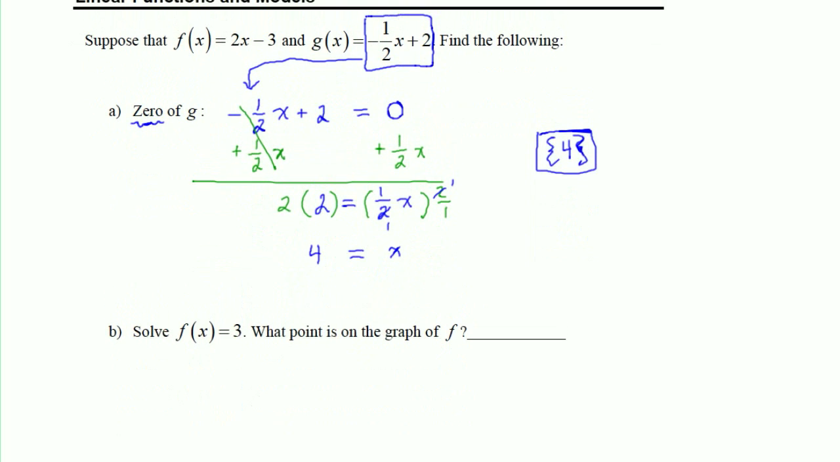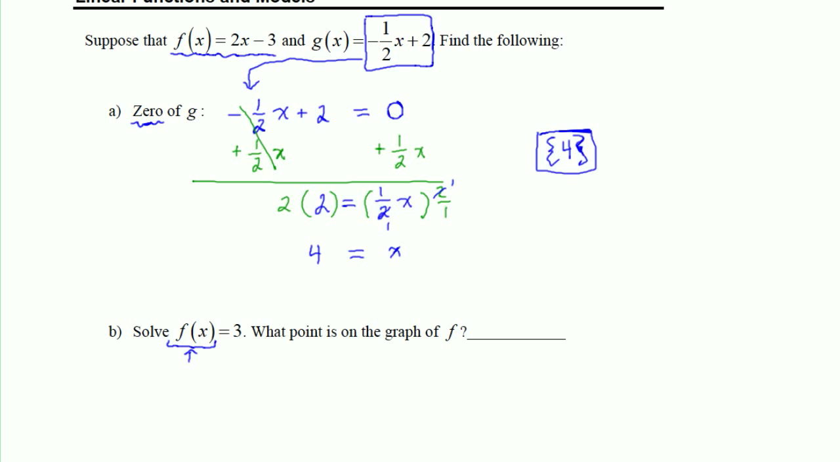Going on to the next question, we are asked to solve the equation f of x equals 3. The way I'm going to interpret this is that up above I have the definition of the function f of x equals 2x minus 3. Down here I have an equation. The way I solve this equation is by substituting into it with the algebraic expressions.